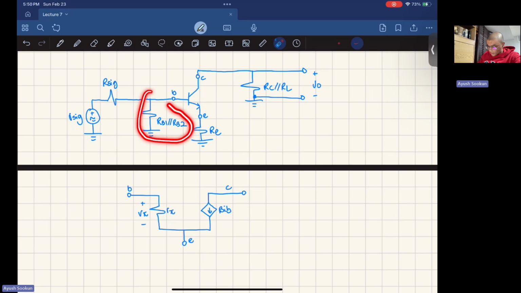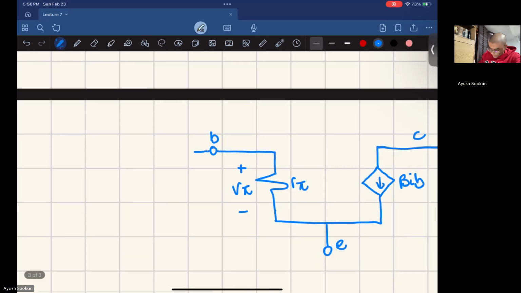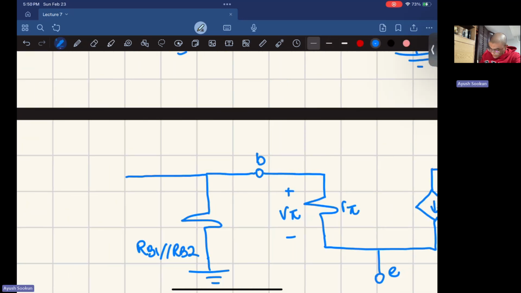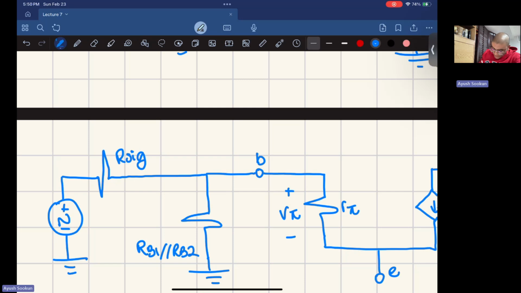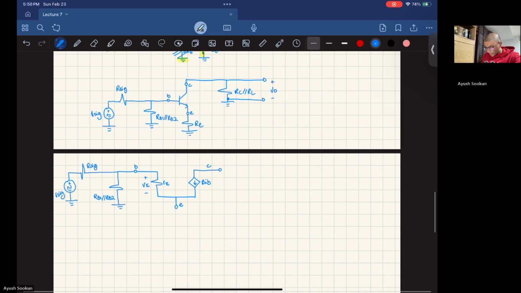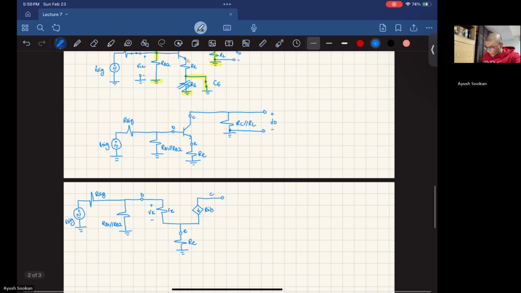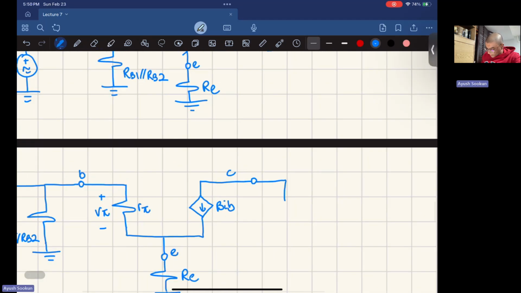Now I'll just do the necessary connections. Here, my base is connected to this thing, right? So I have RB1 parallel with RB2, and that's connected to ground. And this is connected to R sig over here. R sig is connected to V sig. And mind you, V sig is an AC source, so that's why I didn't disable it. The emitter is connected to the emitter resistance, and the collector is connected to the collector resistance.